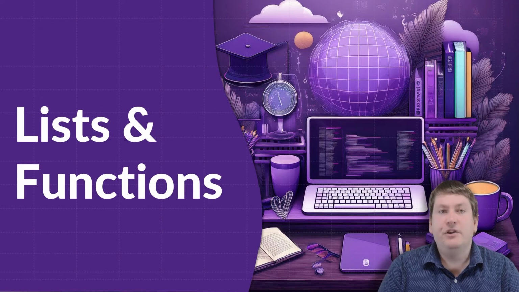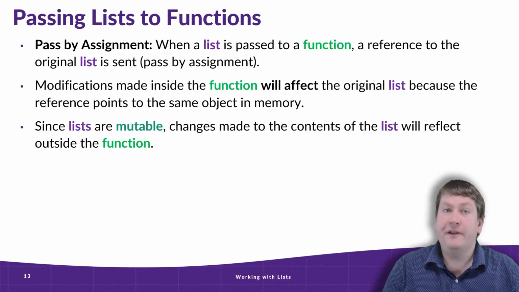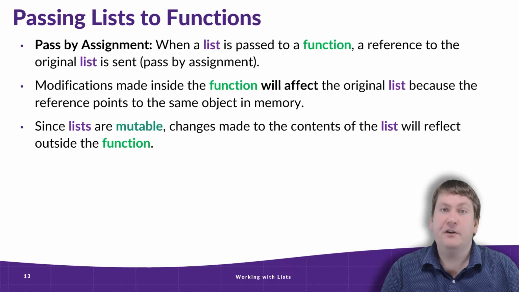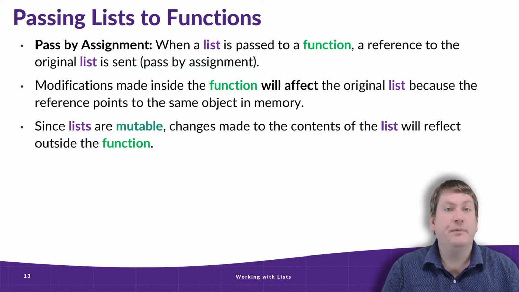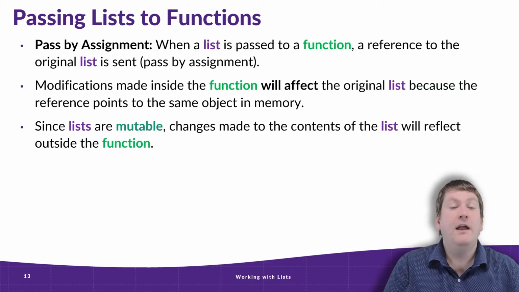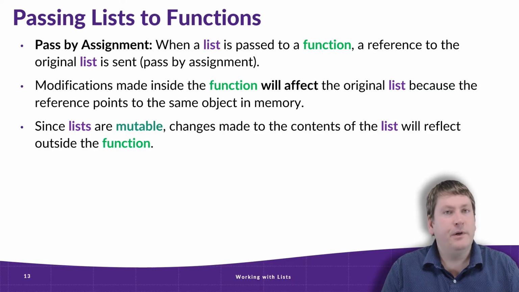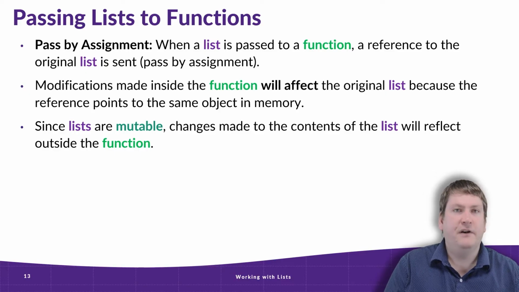Now we're going to move on to using lists with functions. If you recall from our video on functions, Python uses a system called pass by assignment for passing arguments to functions. In simple terms, this means if that argument is mutable, we can edit it in the function and that result will be seen outside of the function. However, if that argument is immutable, then any changes inside the function won't be reflected outside the function.